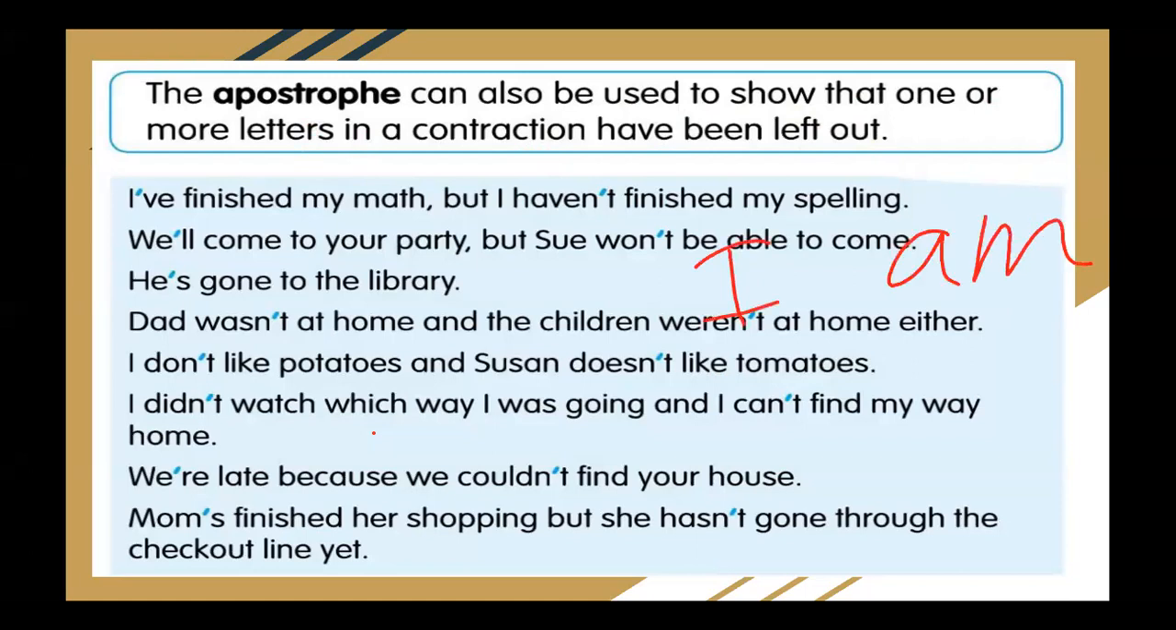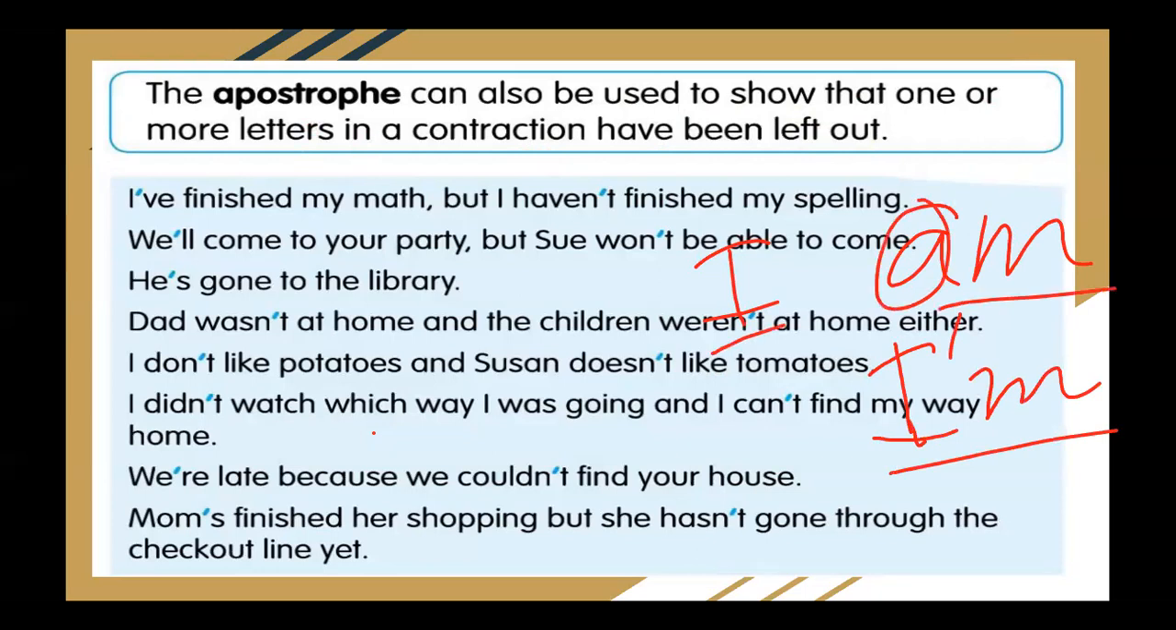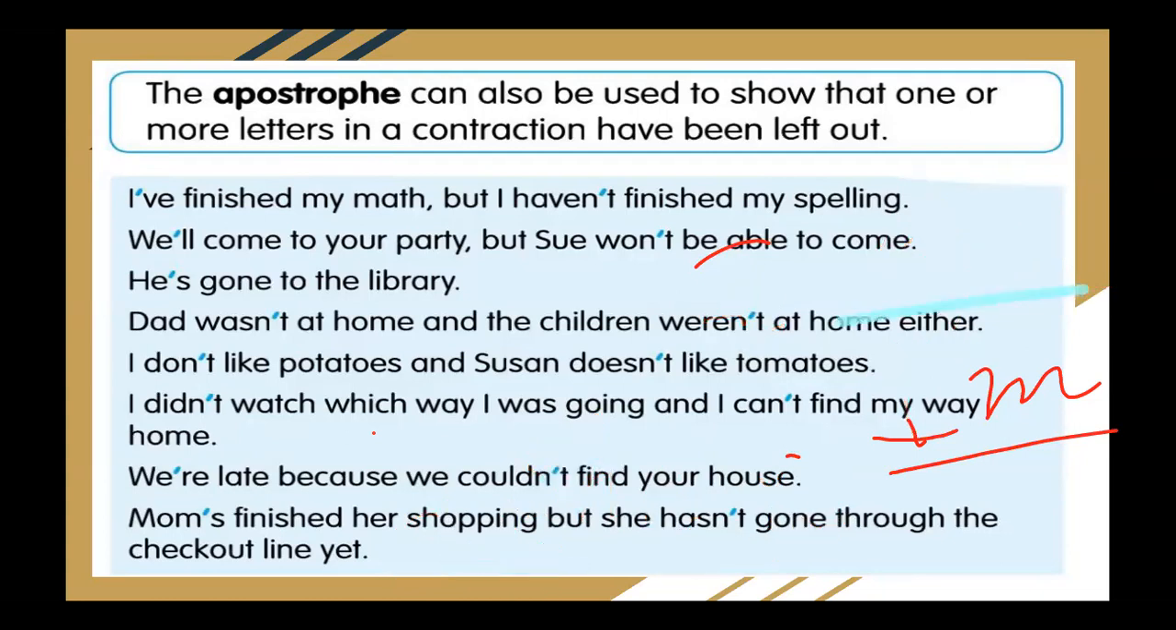Like see, I am. These are two different words. But when you use contraction, I apostrophe m, it becomes one word. Two different words become one word. You're omitting the a over here, so you write an apostrophe and then m. She is, two different words. When you use contraction, you write she, leave out the i, and write apostrophe s. She's going to the bank.